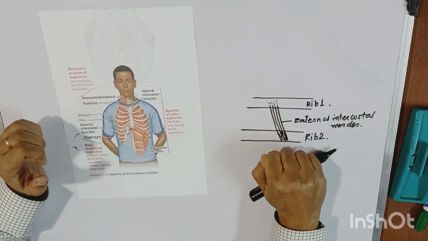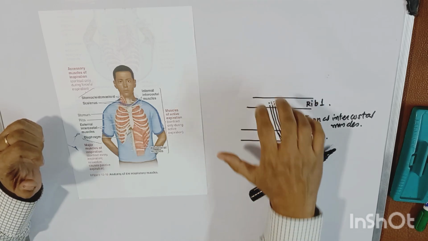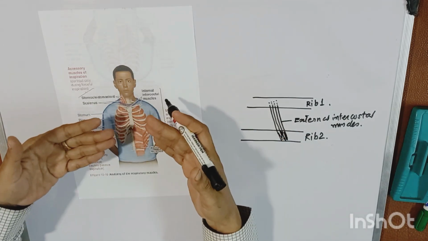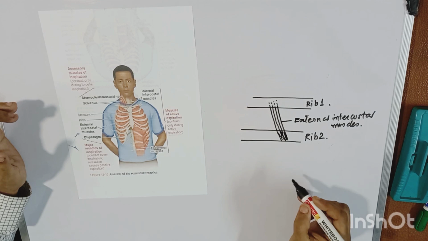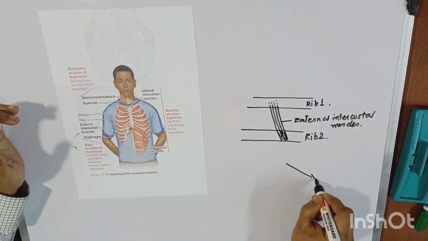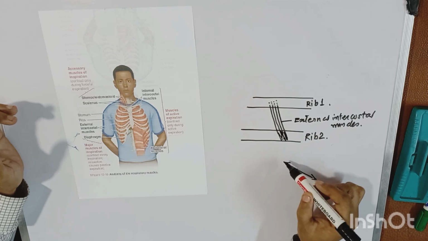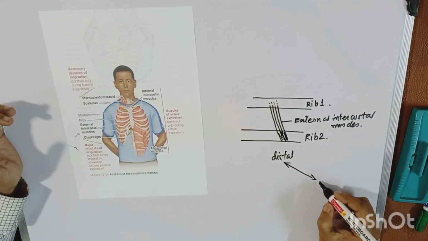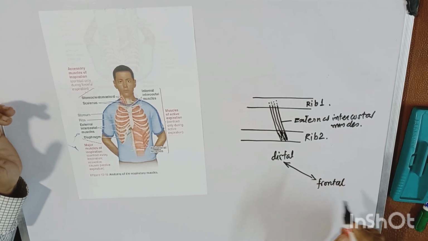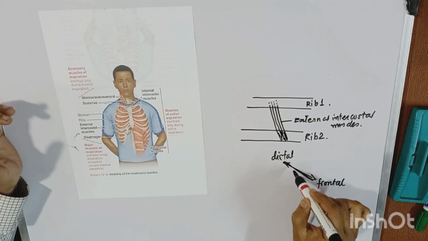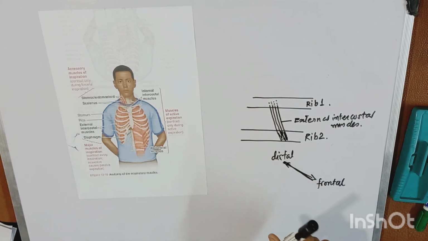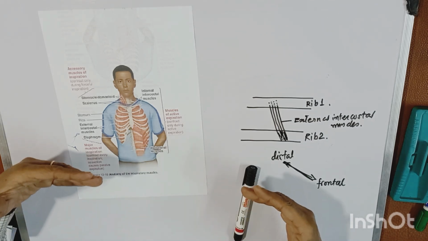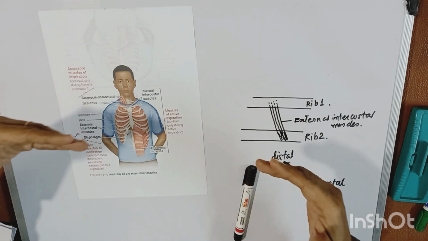The muscles contract like this. It pulls the lower rib upward and forward. Means it pulls. So if we see, this is the distal part of the body, and this is the frontal. So this diameter of the chest cavity is increased, because the lower ribs come forward and upward.